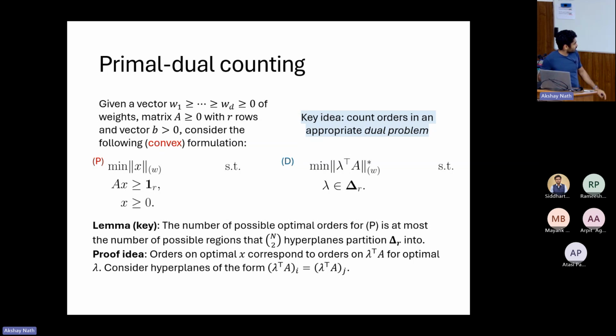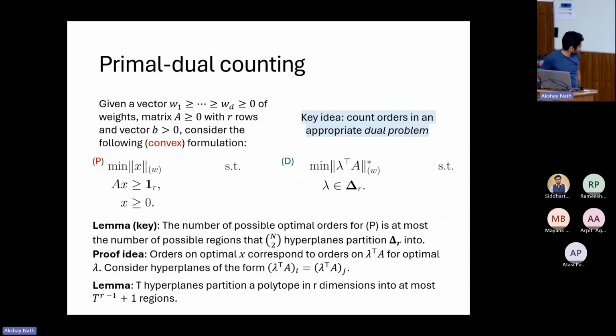And so now this becomes a geometric problem, where you are asking how many regions can I divide the simplex into by these many hyperplanes, and that's a simple geometric argument. You can show that if you take t hyperplanes, and if you take any polytope in r dimensions, you can divide it into at most t to the r minus 1 plus 1 regions. And this number is slightly better than the trivial bound that you can get. It requires a little bit of care, but it's not a whole lot difficult.